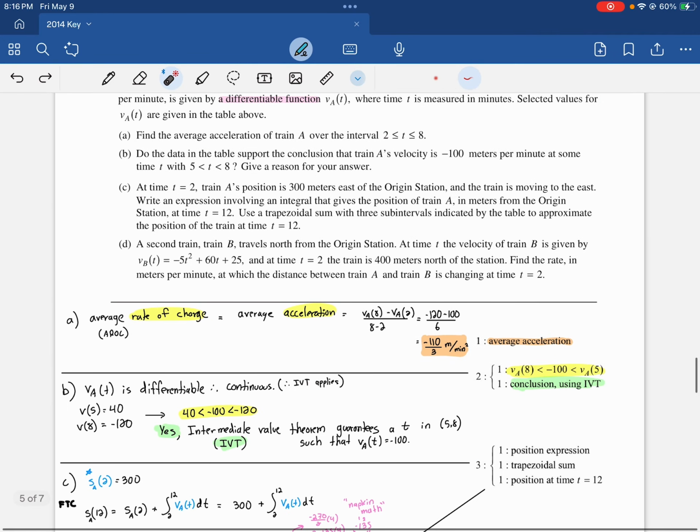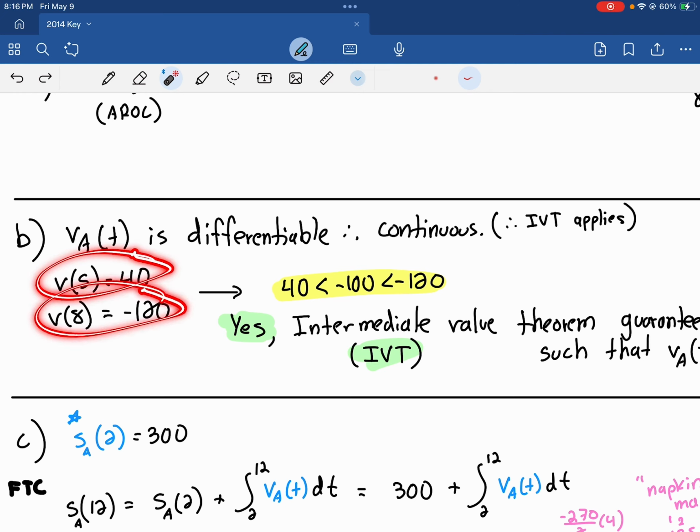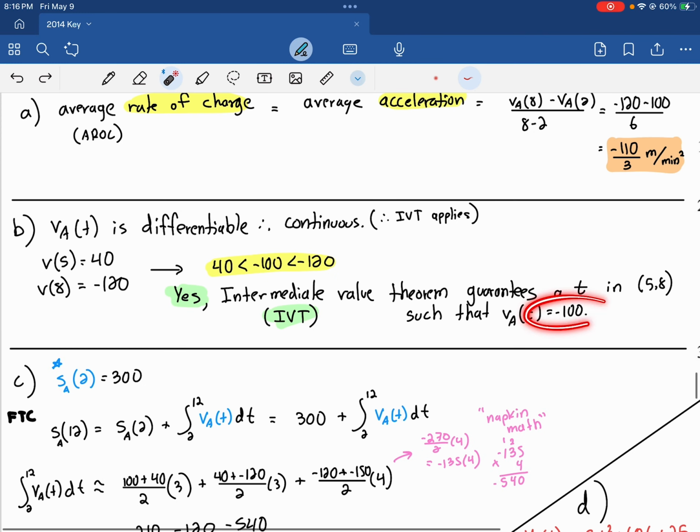So here's what I say for this one. The velocity of A is differentiable, therefore it's continuous. And if it's continuous, I'm going to hit every single thing between V of 5 and V of 8. The intermediate value theorem, IVT, is going to apply here. So I like to state these. I'm not sure exactly if you need to write them out yourself, but this is exactly what I was saying earlier. We have a velocity of 40. It changes to -120. IVT guarantees that it'll be -100 somewhere because -100 is in the middle of those two values. It's inside that interval.